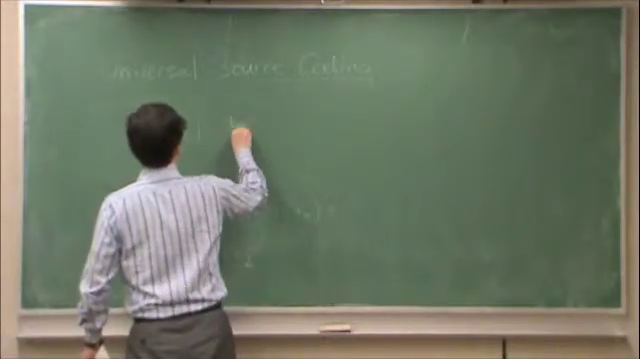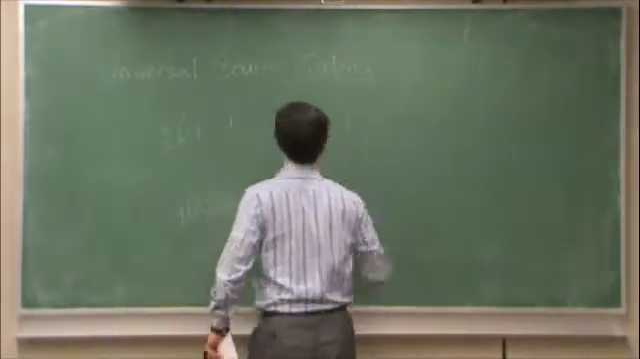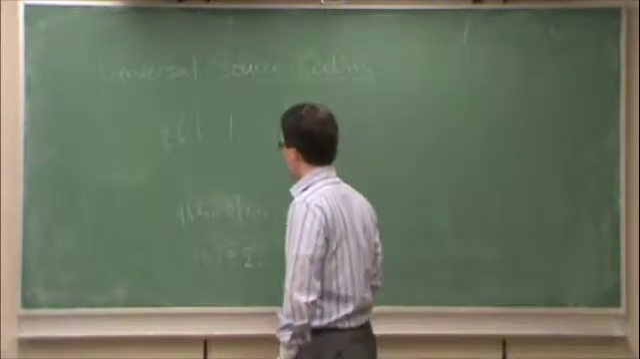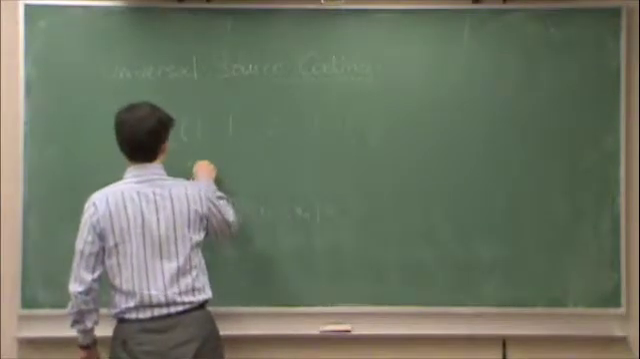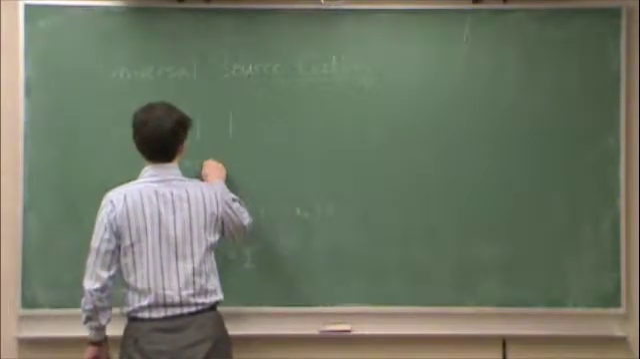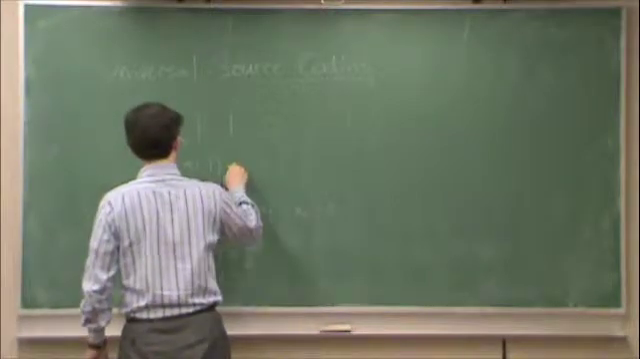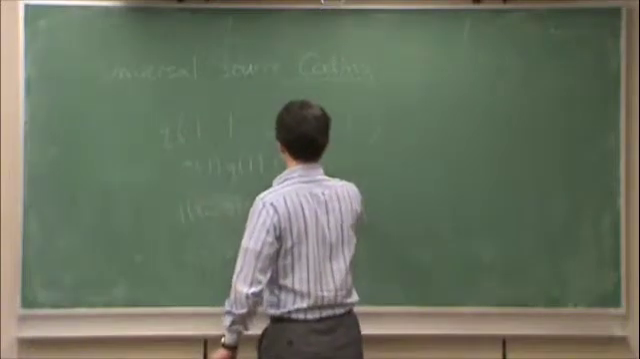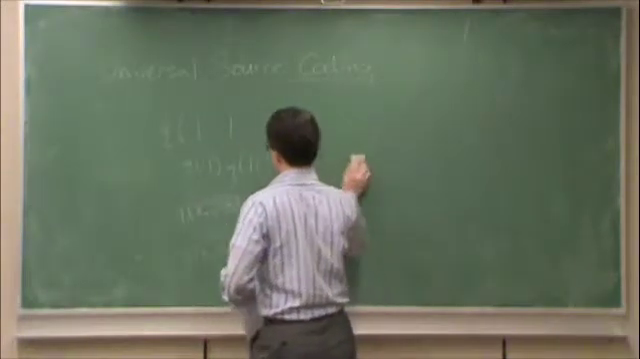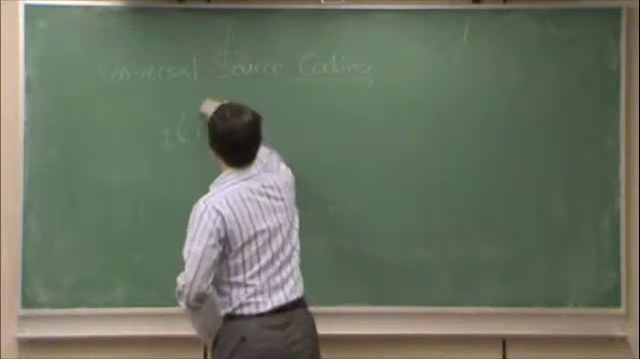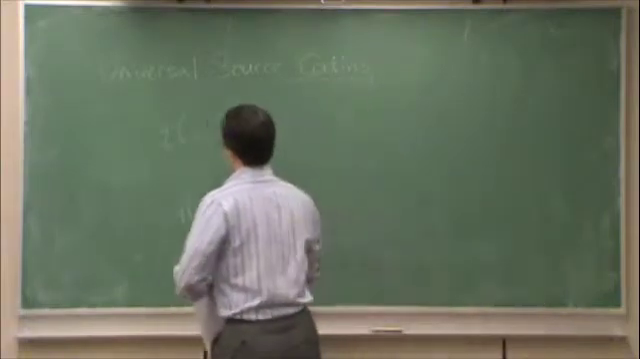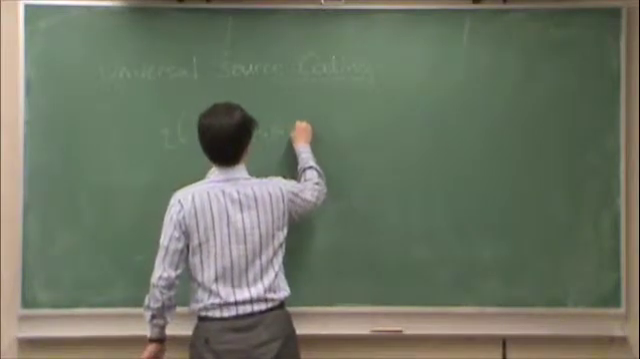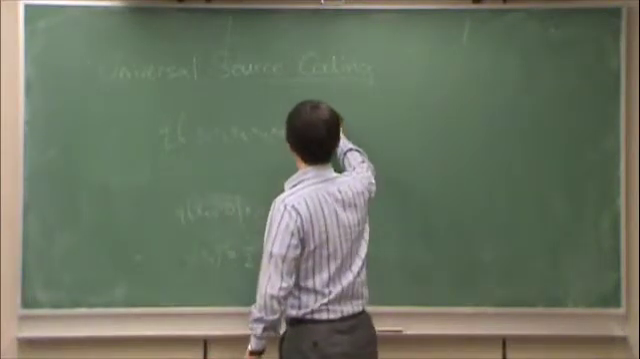Q of 1, 1, 0, 1, 1. This would be Q of 1 times Q of 1 given 1 times Q of, excuse me, let me write this down explicitly. Q of x1, x2, x3, x4, x5 is equal to 1, 1, 0, 1, 1.